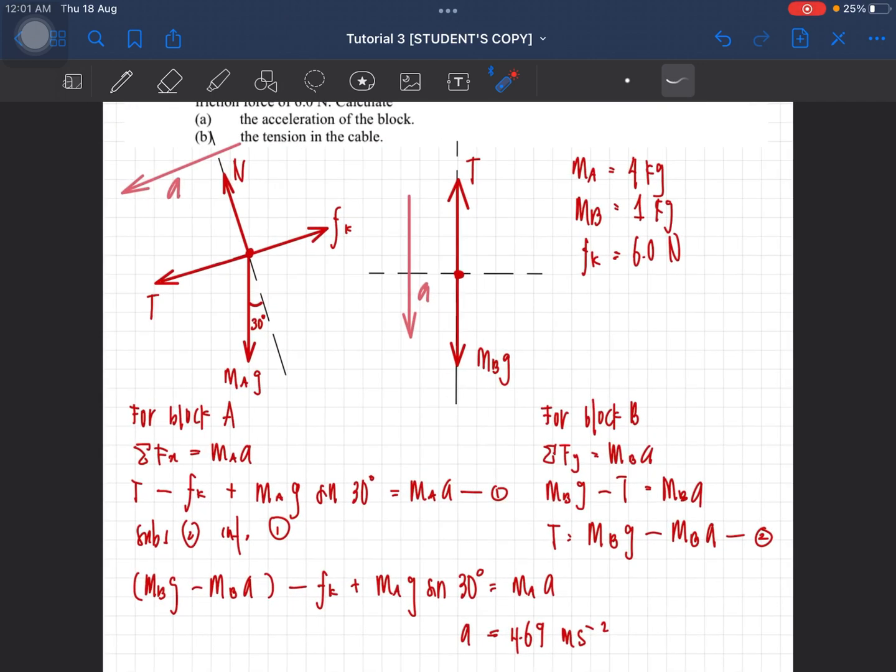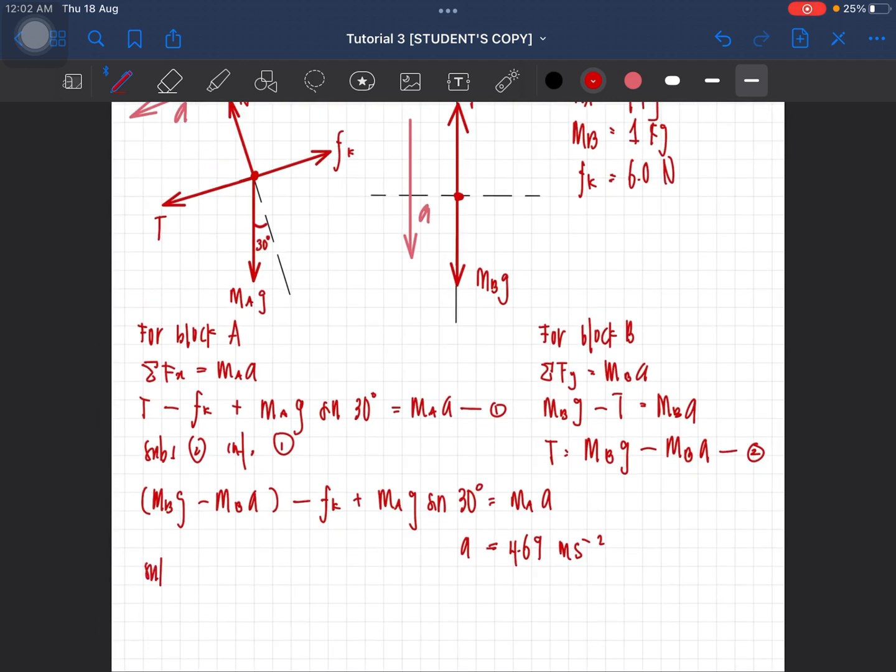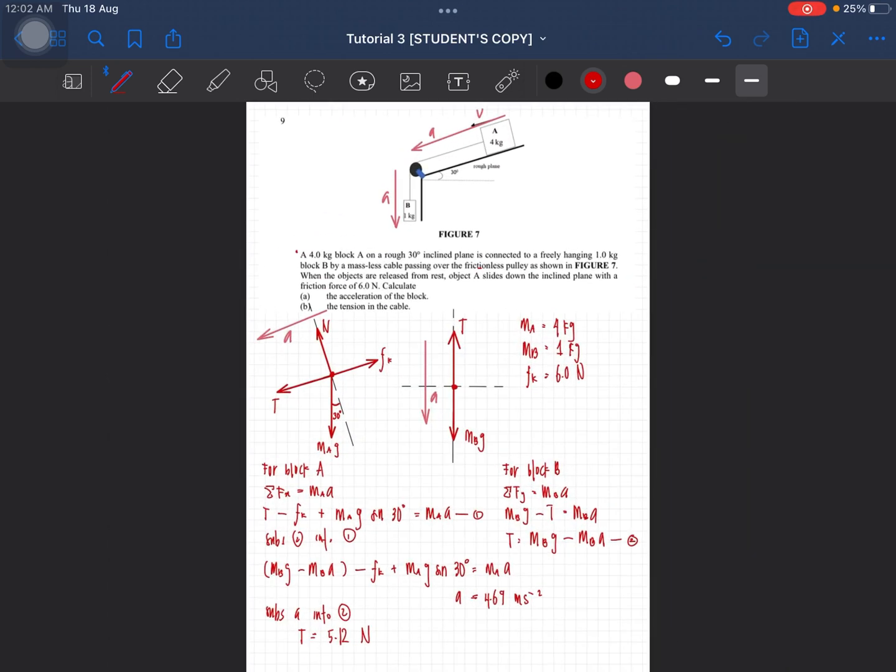Okay, now we have to calculate the tension pula. So the tension, we can just substitute acceleration into equation 2 lah. Jangan kamu substitute pergi equation 1, panjang betul. So substitute pergi here. So that you will get 5.12 Newton as the answer lah. Okay, alright, so that is question number 9.